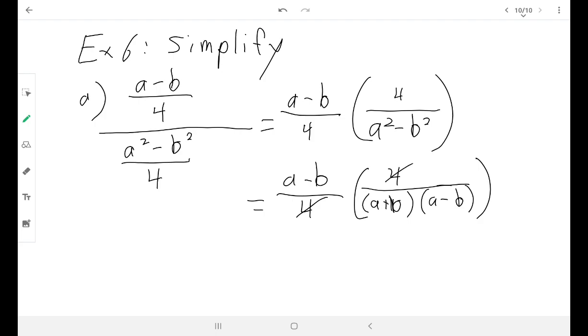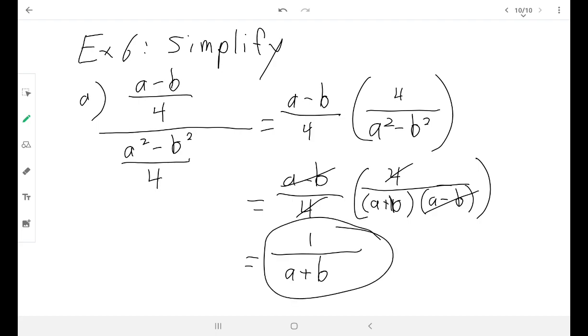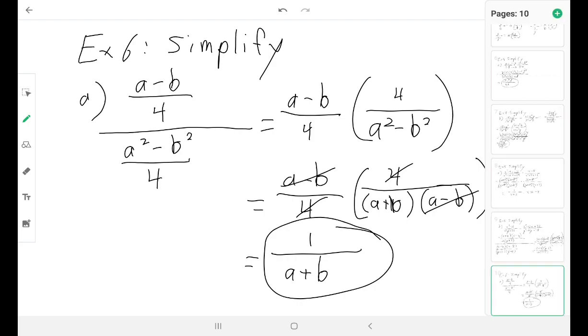So the 4's cancel, the a minus b's cancel. If you have nothing left on one of the sides, it becomes a 1, especially at the top. If it becomes a 1 at the bottom, you can ignore the bottom. Over, and the only thing left on the bottom is a plus b, and so there you have that one. One more.